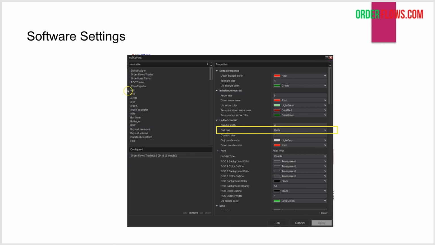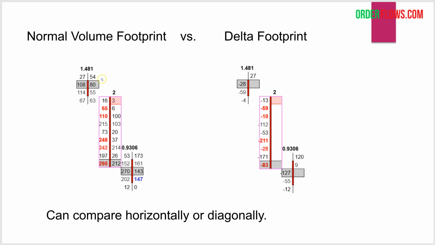You can go into the settings, under ladder content. This is the Orderflows Trader software. Now, I don't support the NinjaTrader Orderflows Plus software. This is my software that's available for you. You go to sell text and change it from bid ask to delta. There are 4 different choices there, and that's going to change your normal footprint chart into a delta footprint. You can compare it: if it's just delta, it compares horizontally. You could also do delta diagonally, but in this example, I'm going to show you comparing it horizontally.